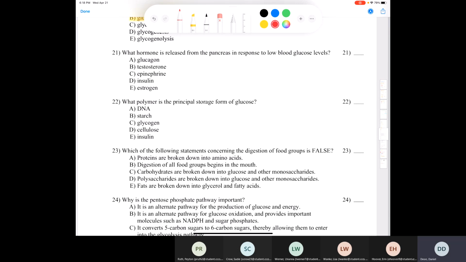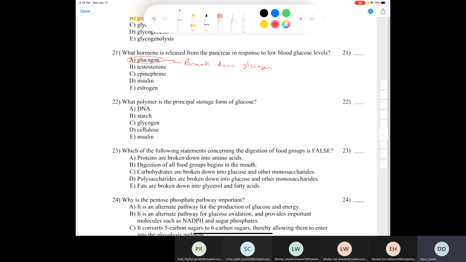Can anybody tell me what hormone is released from the pancreas in response to having low blood sugar? You don't have enough blood sugar, you need to break down glycogen. So the answer would be glucagon, right? You need glucagon to break down glycogen. All right, insulin would be for the other way around, right?